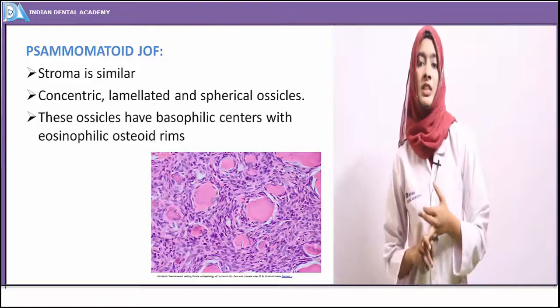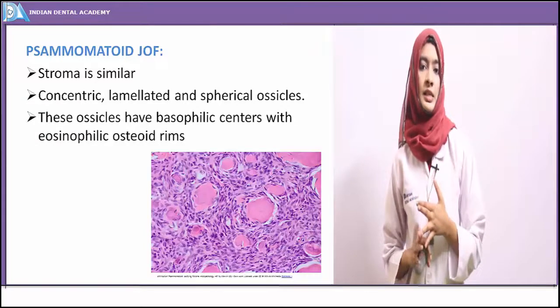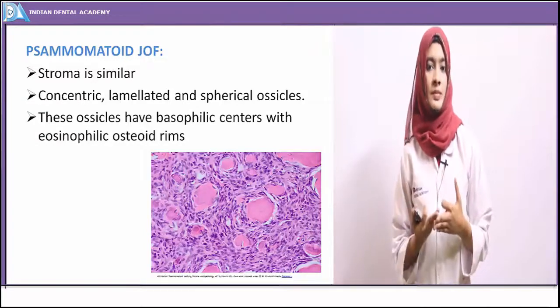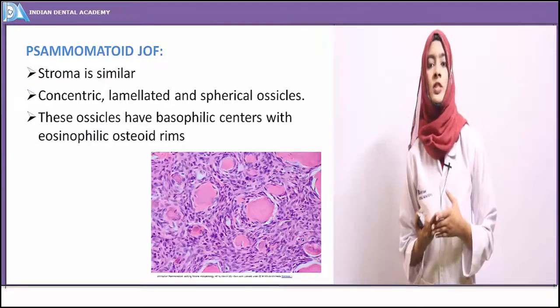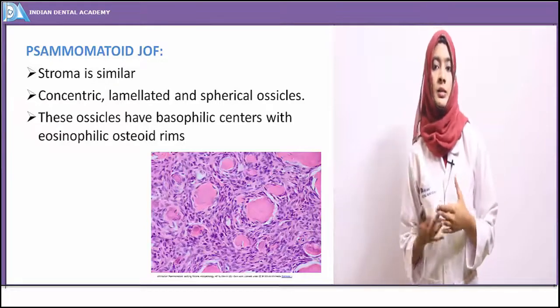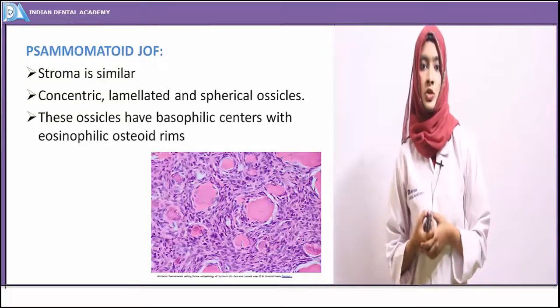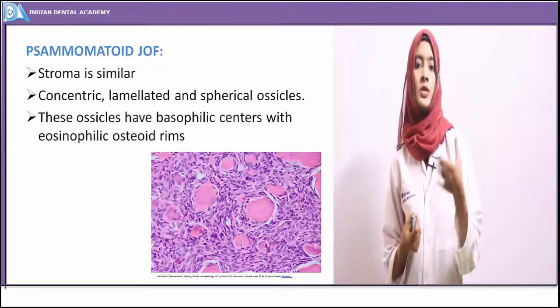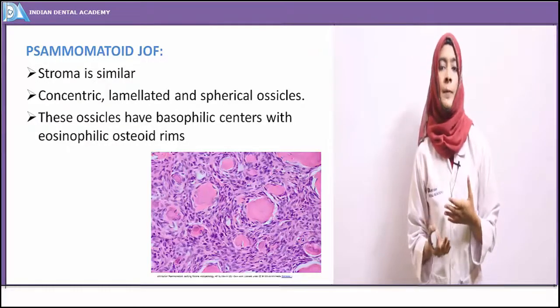There is a case of hyperparathyroidism. Then the reactive lesions of bone, nothing but the central giant cell granuloma or the aneurysmal bone cyst or traumatic bone cyst, which we'll study in the other chapters, like the physical injuries, because traumatic bone cyst is mostly caused by the trauma.